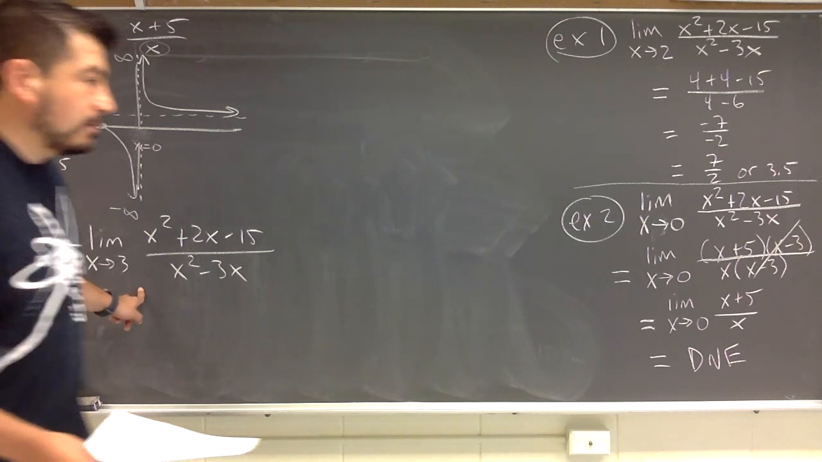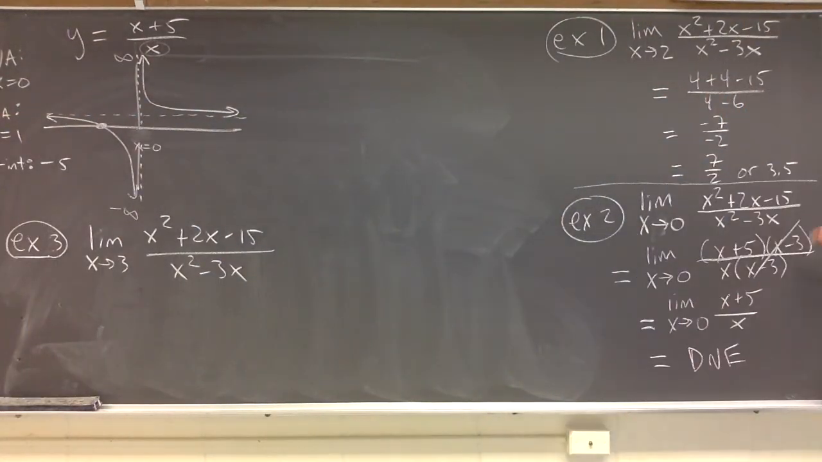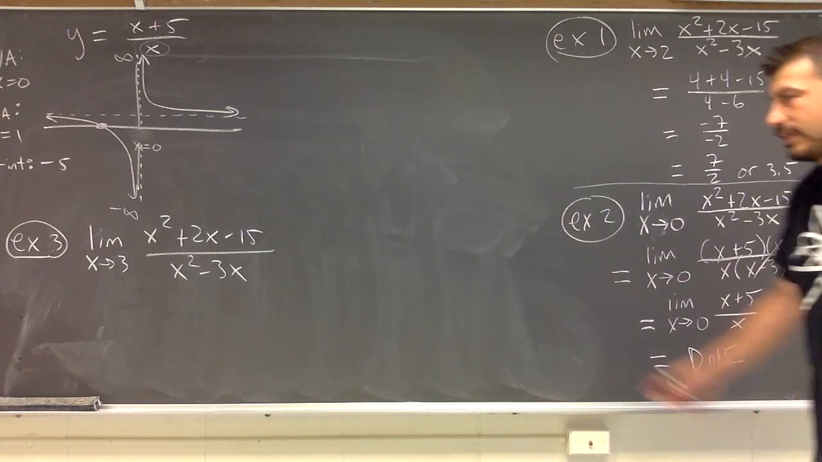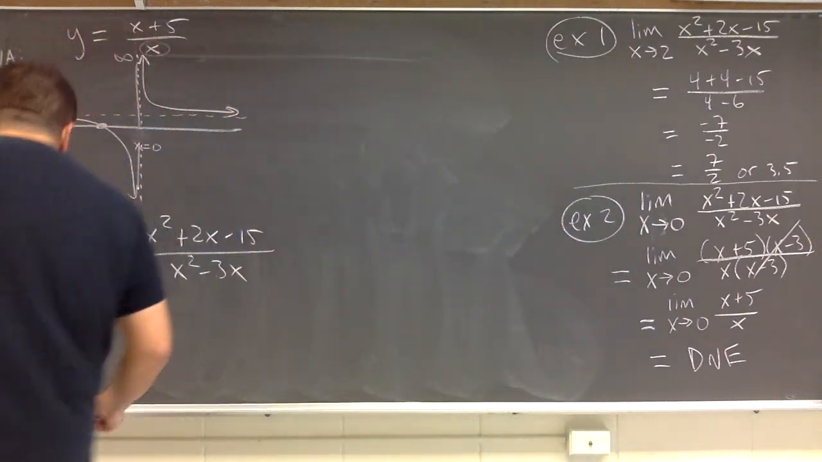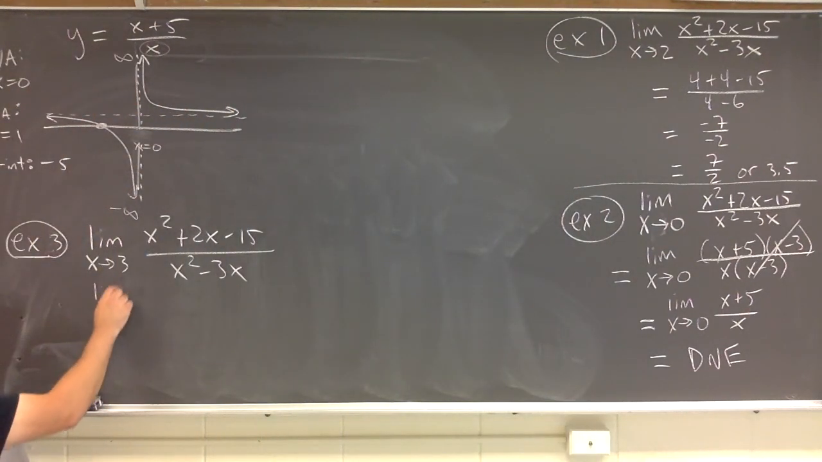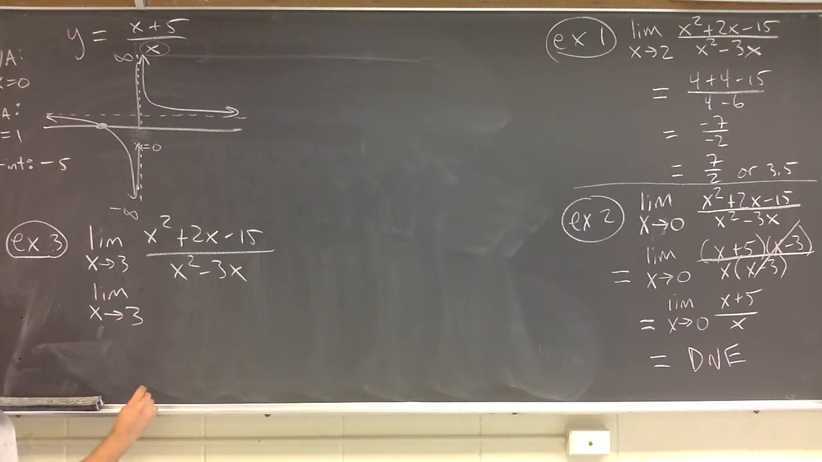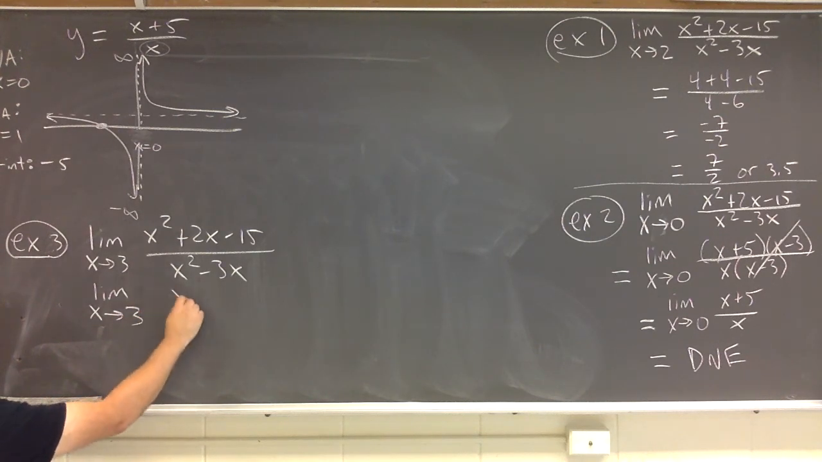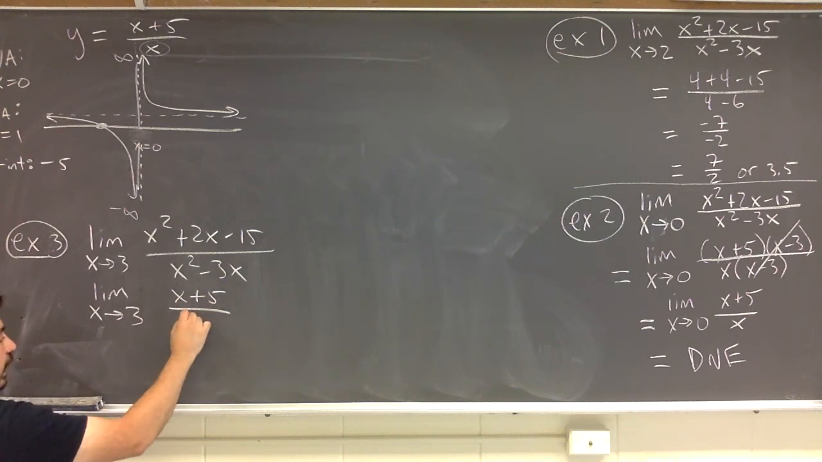So we're going to fast forward a bit. We're going to do the same exact process that we did earlier for example 2, and we know that it's going to become x plus 5 over x, because if we factor and cancel, we're going to get the same thing. The only thing that's different is we're looking at a different x value right here. Instead of 0, it's 3. So we have the limit as x approaches 3 of x plus 5 over x.